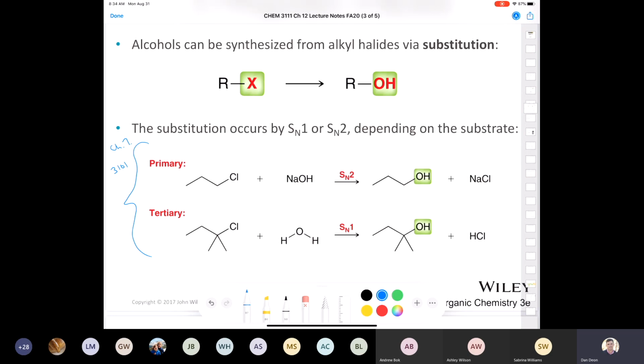Again, this would be chapter 7, and I'm not going to reteach organic chemistry 1 because I don't have time to do that.